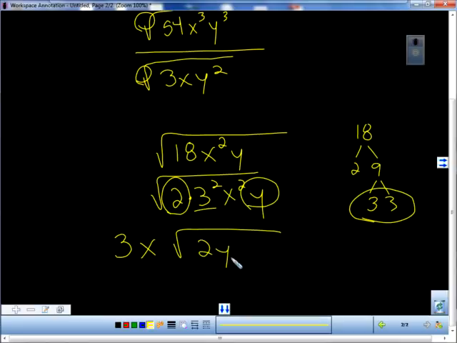Now if it's an even root, what else do I need to do? Has to be an absolute value of x. It's the square root, it's an even value, so it's the absolute value of x.